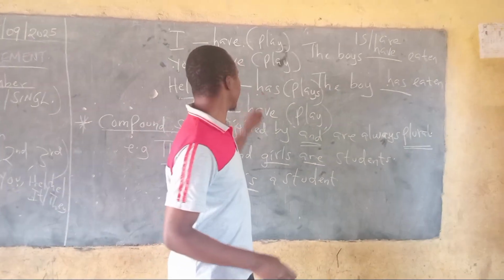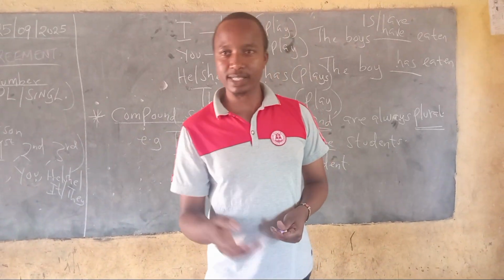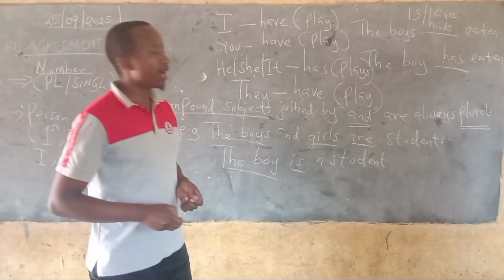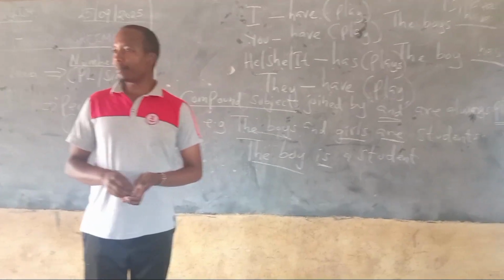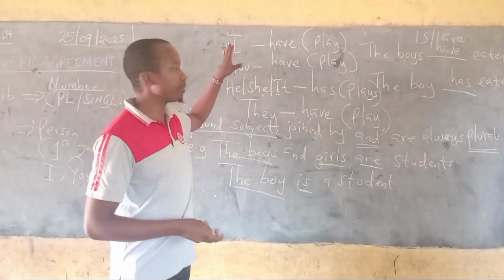For example, in a sentence, you can say he has eaten cassavas. Are we together? Yes. And then I use the main verb play. The same applies in terms of subject and verb.